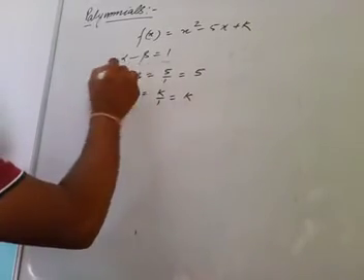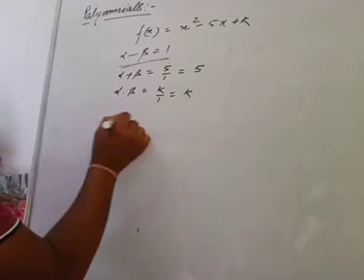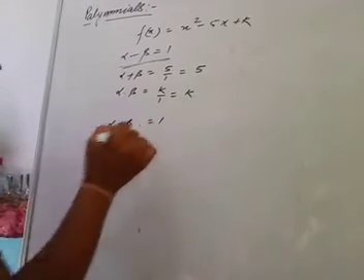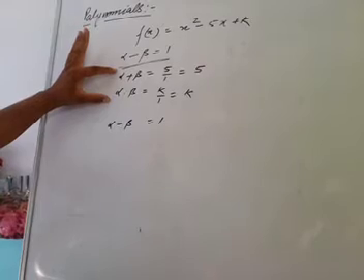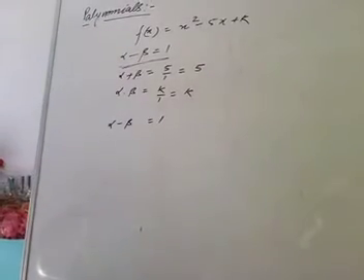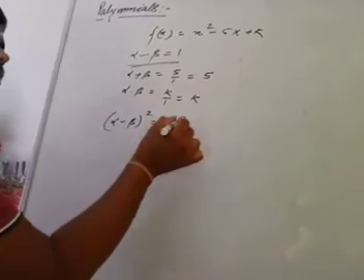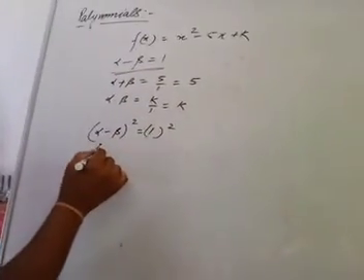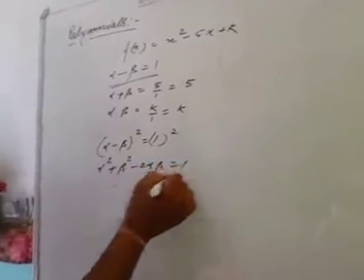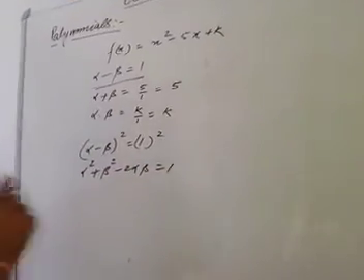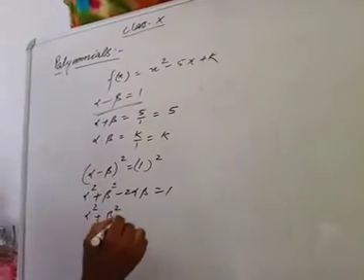This is given, the value of this is equal to 1, alpha minus beta is equal to 1. So using these values we will find the value of k. Suppose I square on both sides, we get alpha square plus beta square minus 2 alpha beta equal to 1, means alpha square plus beta square.